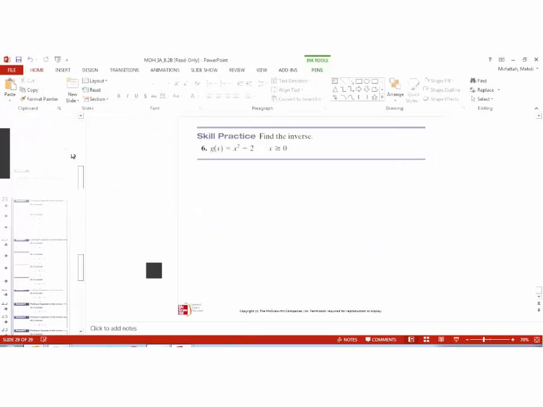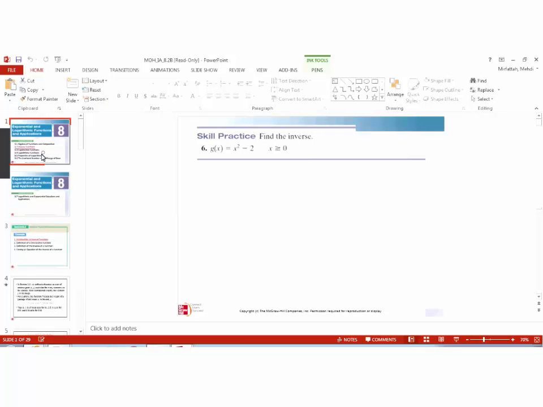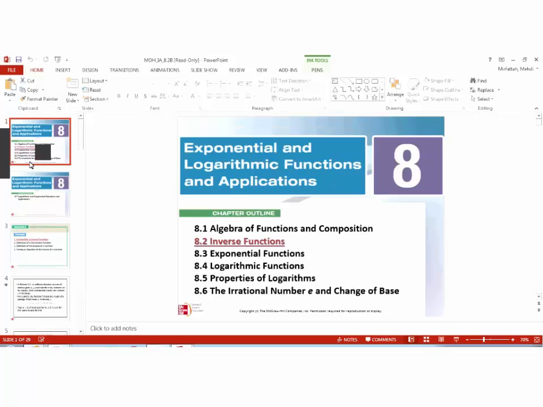So let's take a look at the next concept here. Inverse function. Now, inverse function should be pretty simple.